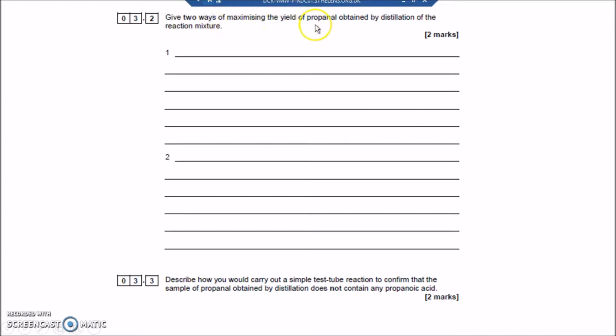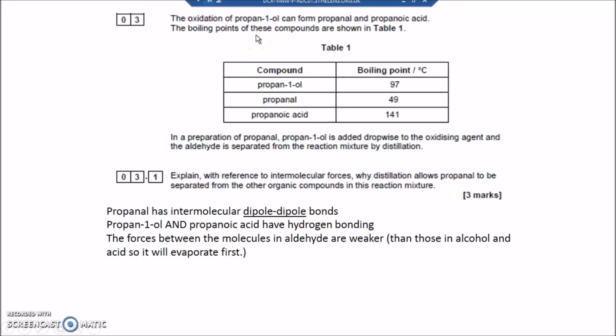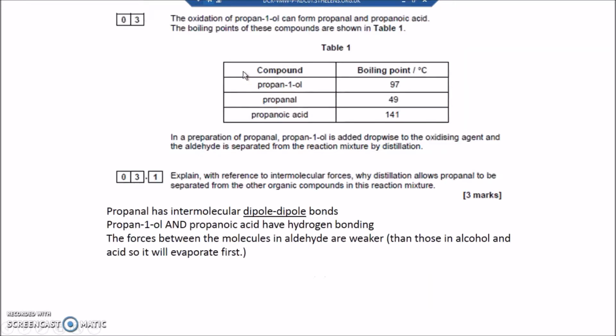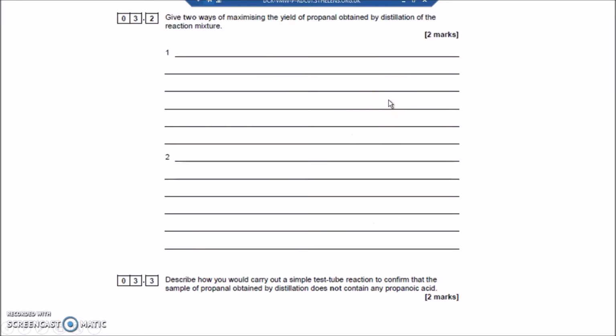Give two ways of maximising the yield of propanal obtained in the distillation of the reaction mixture. Well, I've just got to keep the boiling point below 97 degrees C so that the propan-1-ol doesn't start boiling and the propanoic acid doesn't start boiling either. Another way, I could cool the collection flask. If I cool the collection flask, that's going to help the propanal vapours, the propanal gas, condense in the collection vessel.